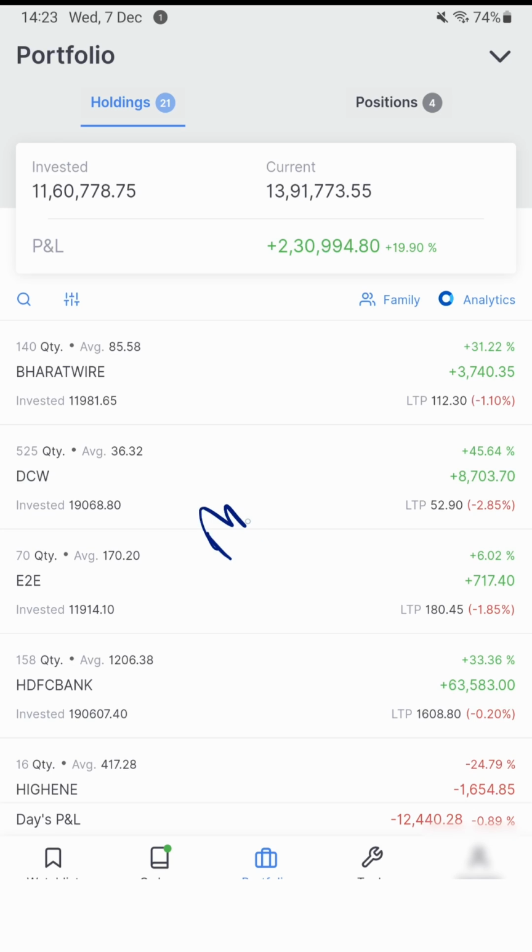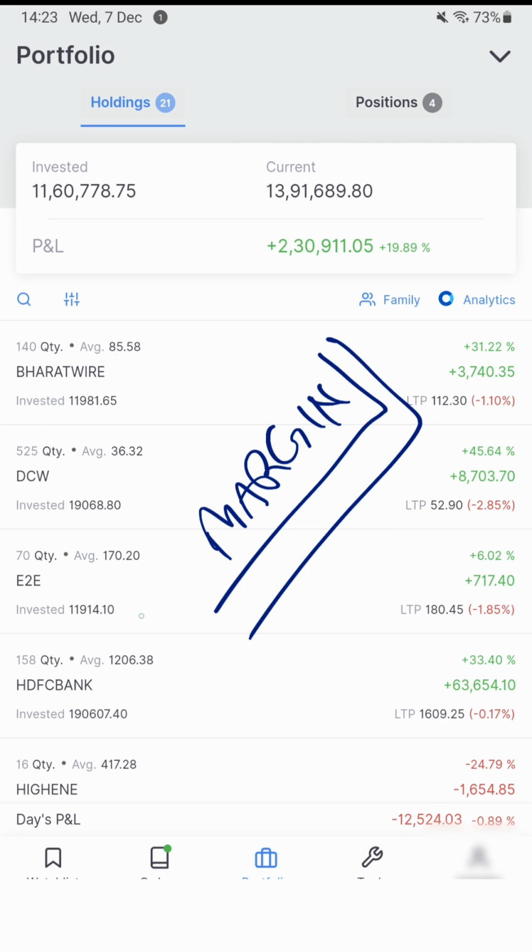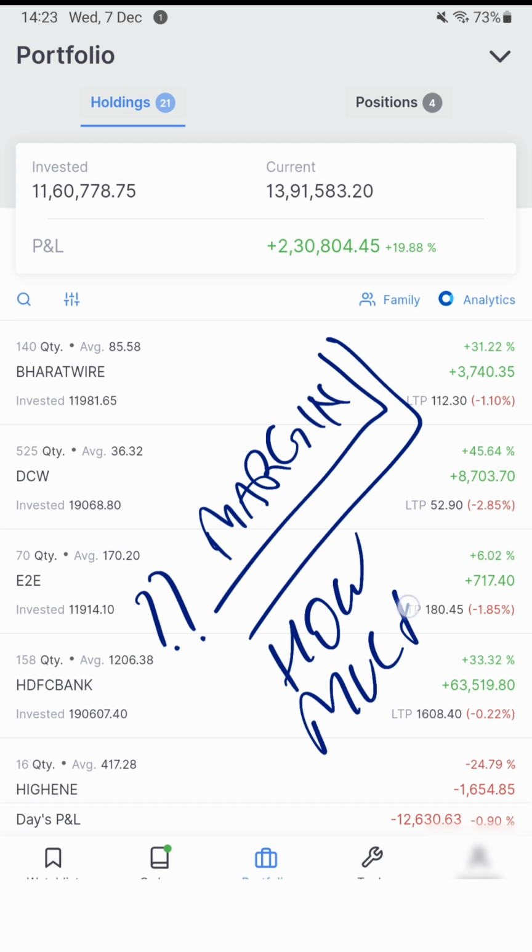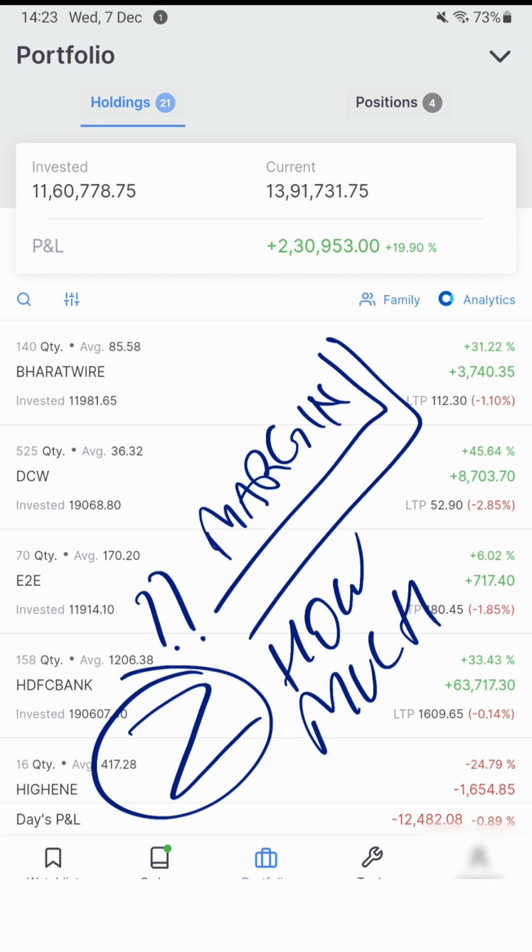Hi friends, today we will talk about margin. A lot of you have been wondering and asking me what this margin is, and specifically how much margin the mighty Zerodha will give you. So here is a simple fact.